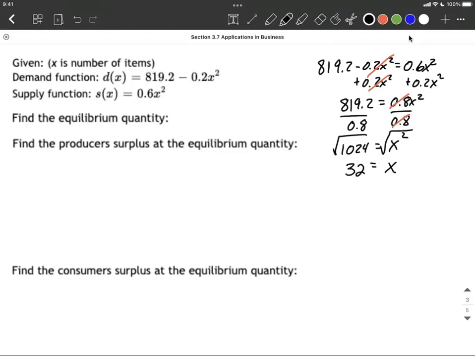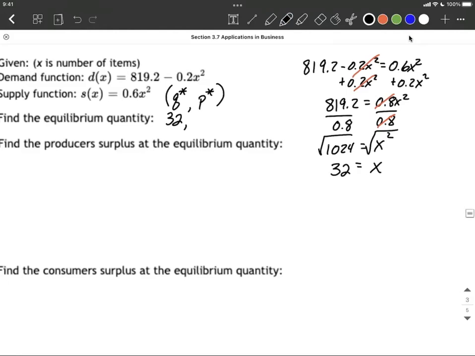And that's going to be our quantity, thus answering the first question. I'm going to designate that with Q star, because our equilibrium point would be Q star, P star, is how our book designates this. And we're going to need that for producer surplus and consumer surplus in a second.